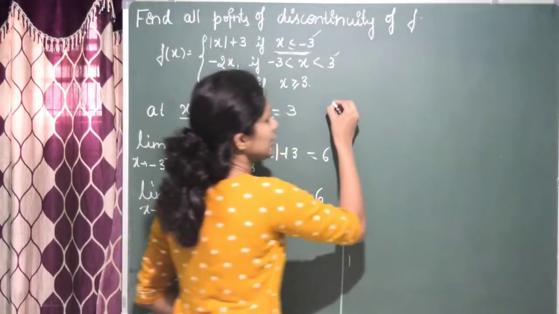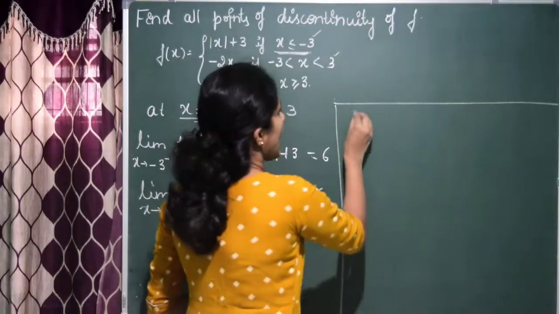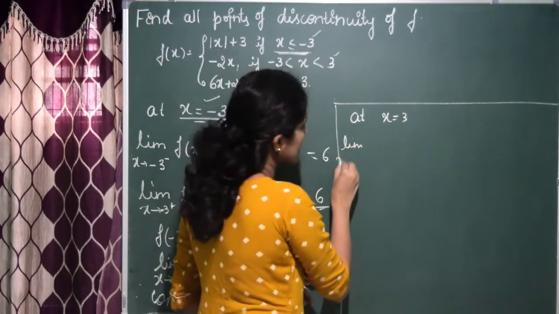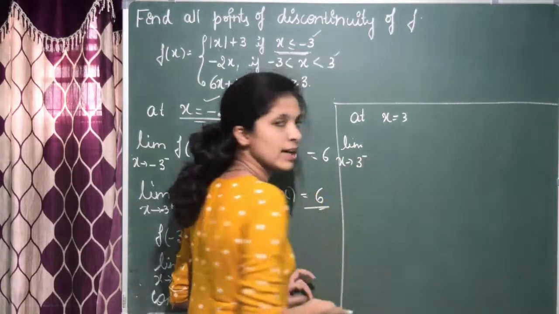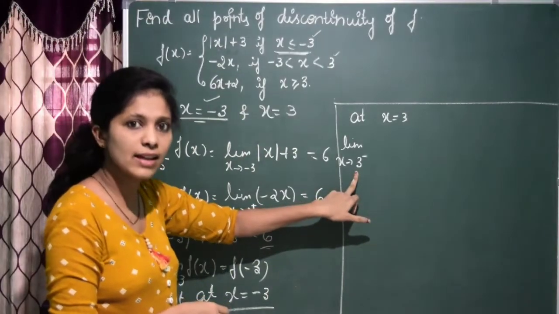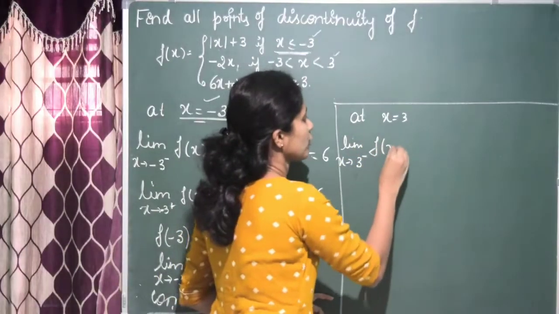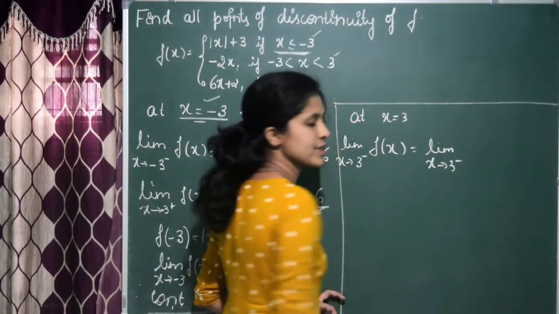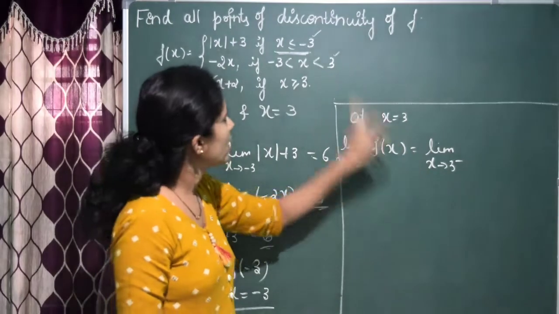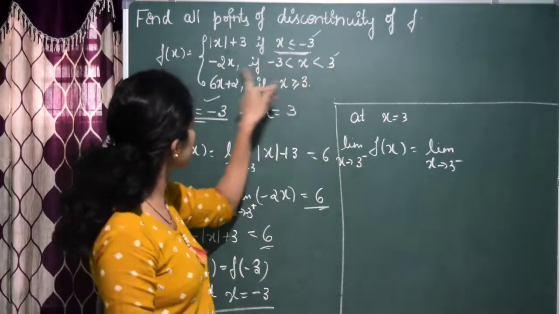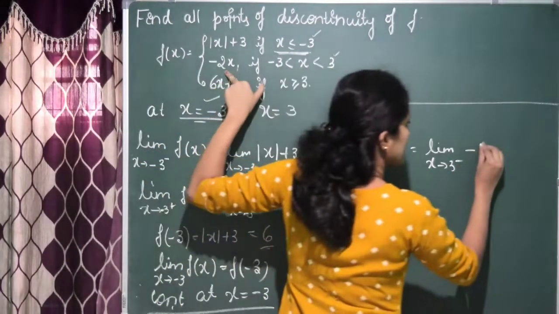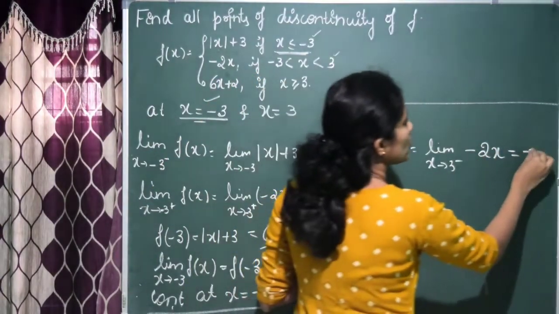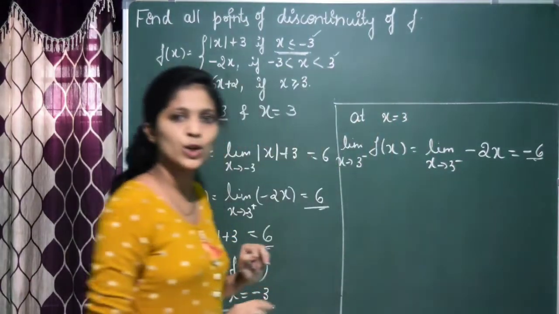Now we will check the continuity at x is equal to plus 3. At x is equal to 3, first, limit of x tending to 3 minus, from the left hand side, where the value of x is less than 3, of the function f of x. The value of x is less than 3, the function is minus 2x. So if I substitute x as 3, this is minus 2 into 3, which is equal to minus 6. So the left hand limit is equal to minus 6.